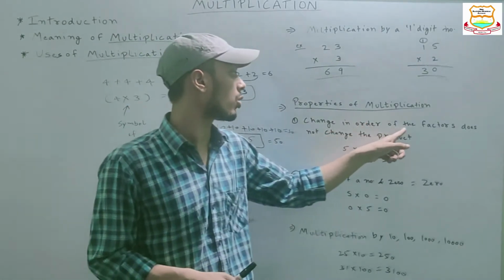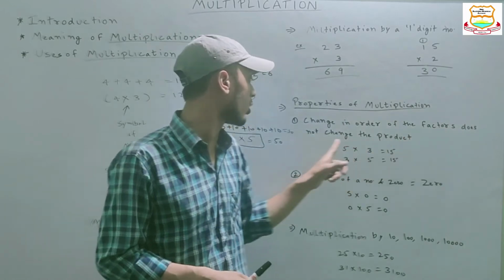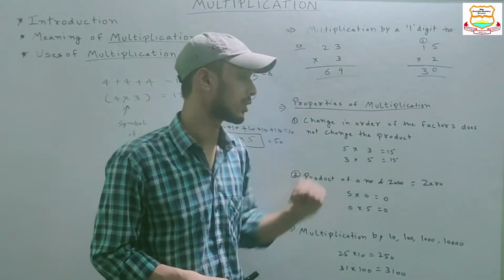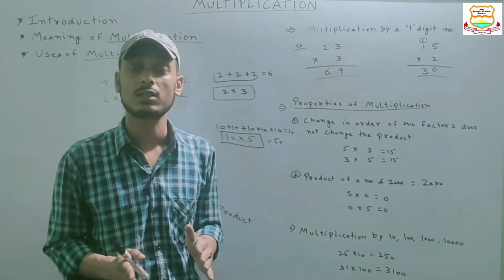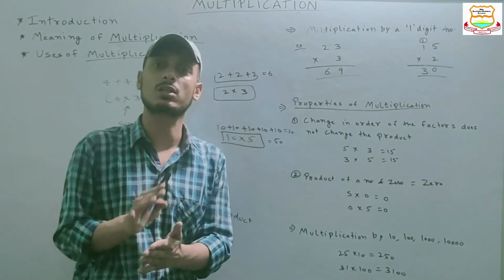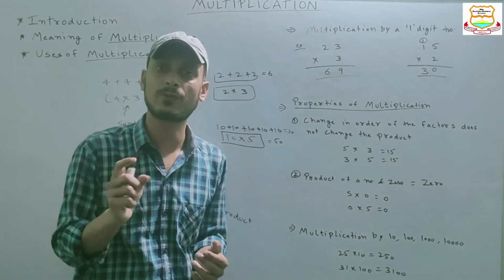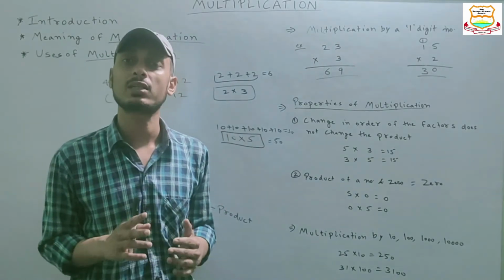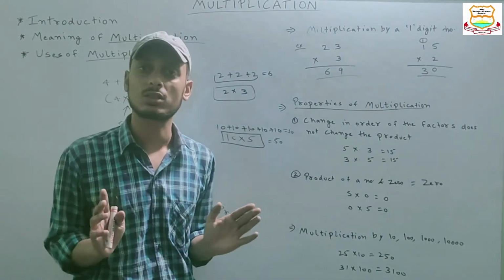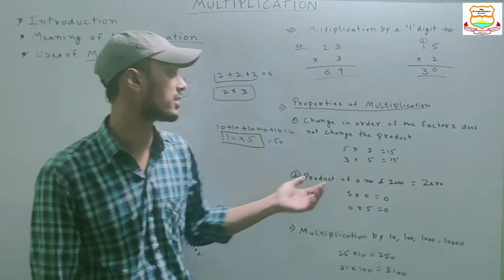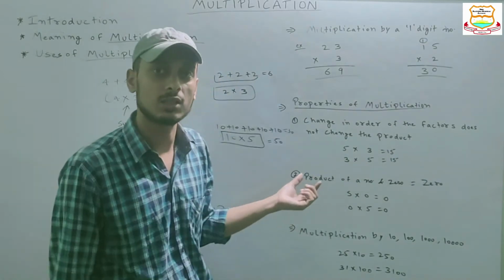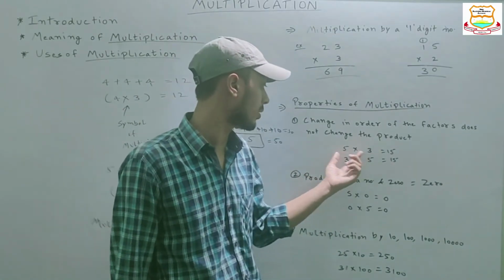Change in order of the factors does not change the product. What does it mean? It means that if we change the order of the factors, then there will be no effect on result. The product will remain the same. Let us understand by an example.